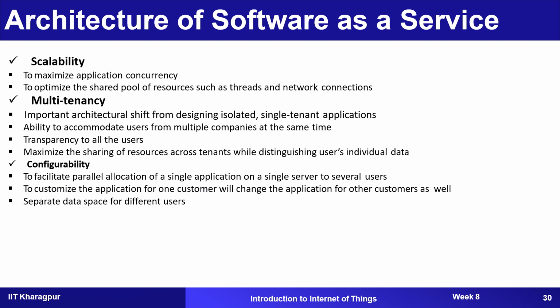Now the architecture of your software as a service. So first one is your scalability. In order to maximize the application concurrency, scalability should be there, to optimize the shared pool of resources such as threads and network connections. Second one is your multi-tenancy.